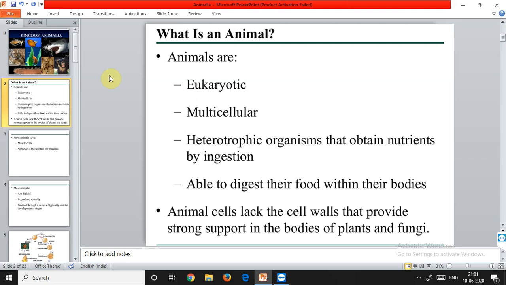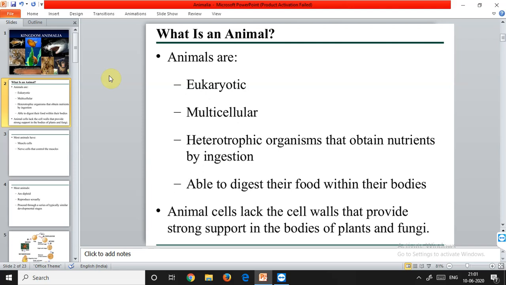Now these are also multicellular, so most of the animals are multicellular. Multicellular means they have more than one cell, and each cell is assigned to perform a particular function. That is, they have division of labor, which is absent in the unicellular organisms.